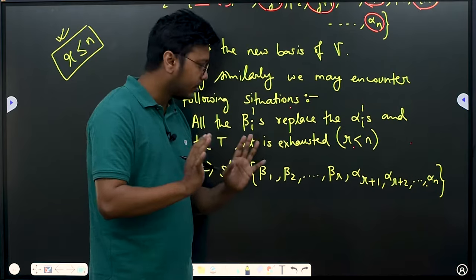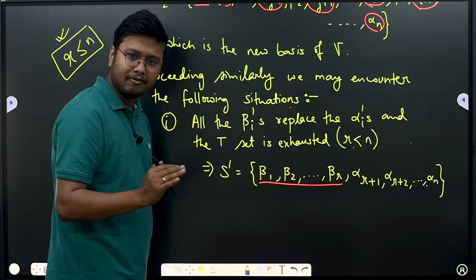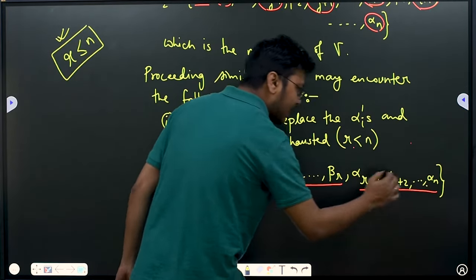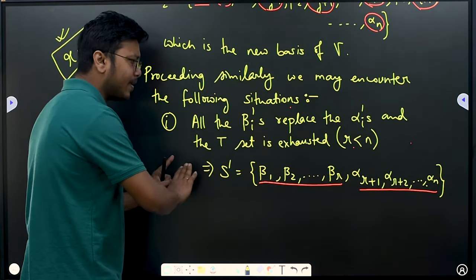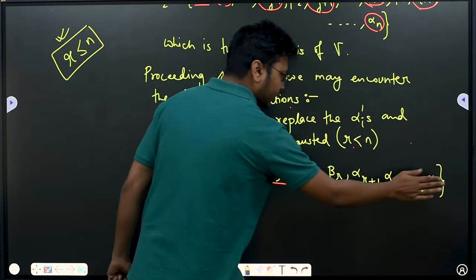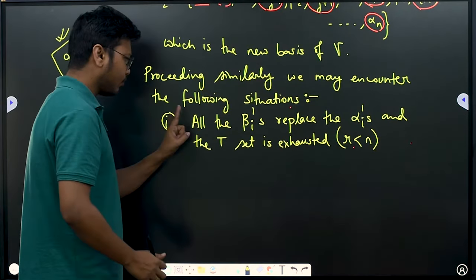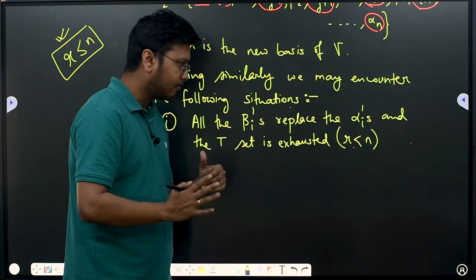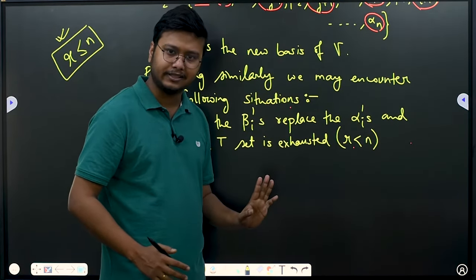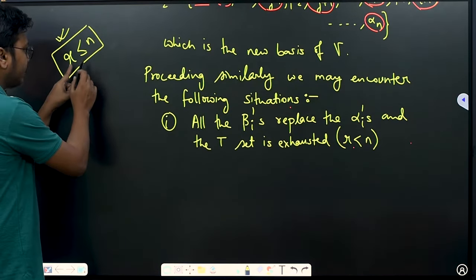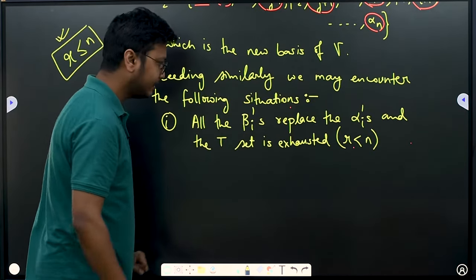But just for the sake of understanding, I'm writing that maybe all the beta elements have come inside the alpha set and some alpha elements are still remaining. That means r is less than n. But it is better not to write in this format, so I'll just erase this. It was just for the sake of understanding. So what I'm trying to say is that all the beta i's have replaced the alpha i's and the t set has exhausted, that means r less than n. So this is one possible scenario, and it is fine with our proof. We want to show r less than or equal to n. We have got r less than n.